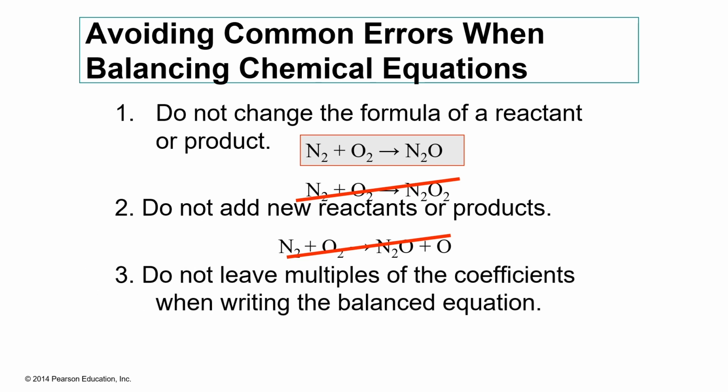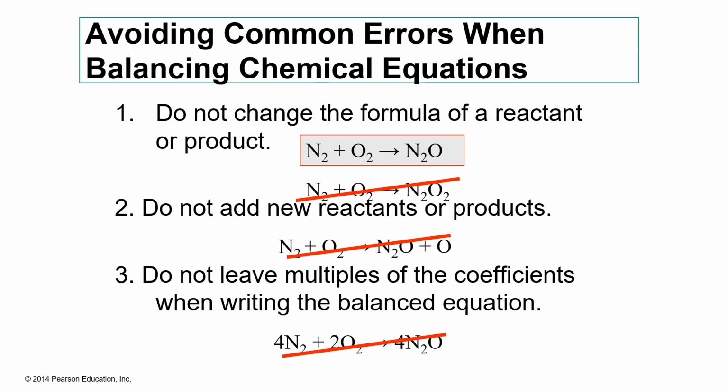Number 3, sometimes as we go through the motions of balancing the equation, we might have carried out too many steps, and we cannot leave multiples of the coefficients when writing the balanced equation. In other words, you want to bring the equation down to the simplest ratios of coefficients. So let's say that we're trying to balance this equation and ended up with what's in here. As you can see, the coefficients 4, 2, and 4 are multiples of 2. So you could simplify this to 2N2 plus O2 producing 2N2O. So make sure you don't make that mistake, okay?